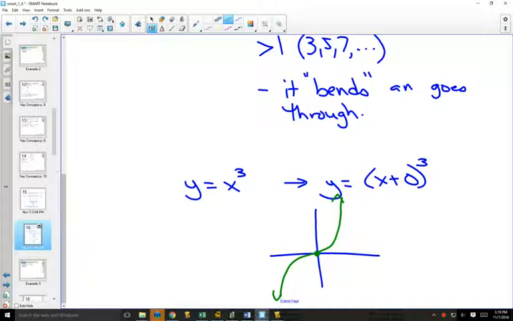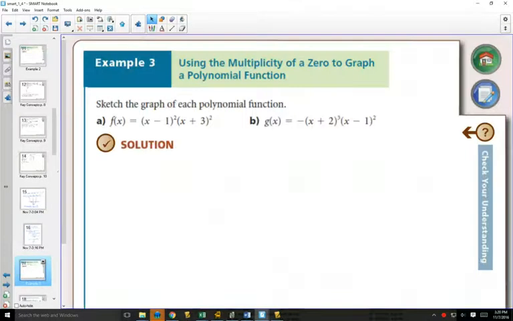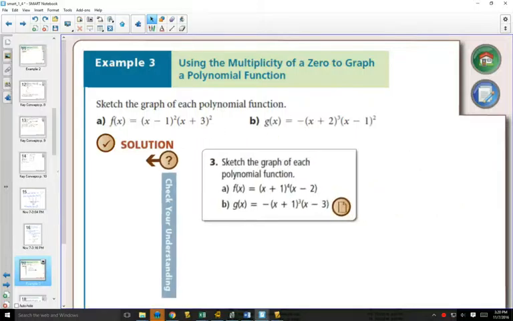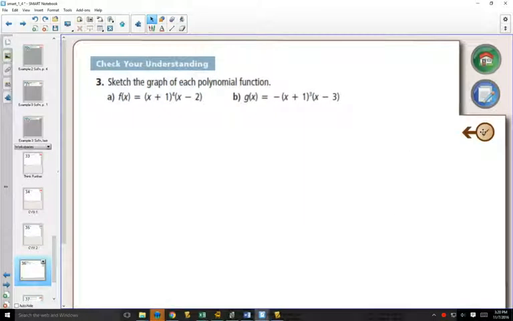So we're going to start to see certain graphs have points where it bends, certain graphs have points where the graph bounces off, and so we're going to use that as another technique for graphing our polynomial functions. So if we go to example 3 now, the nice thing about example 3 is they're already pre-factored. So you already know where the x-intercepts are going to be.